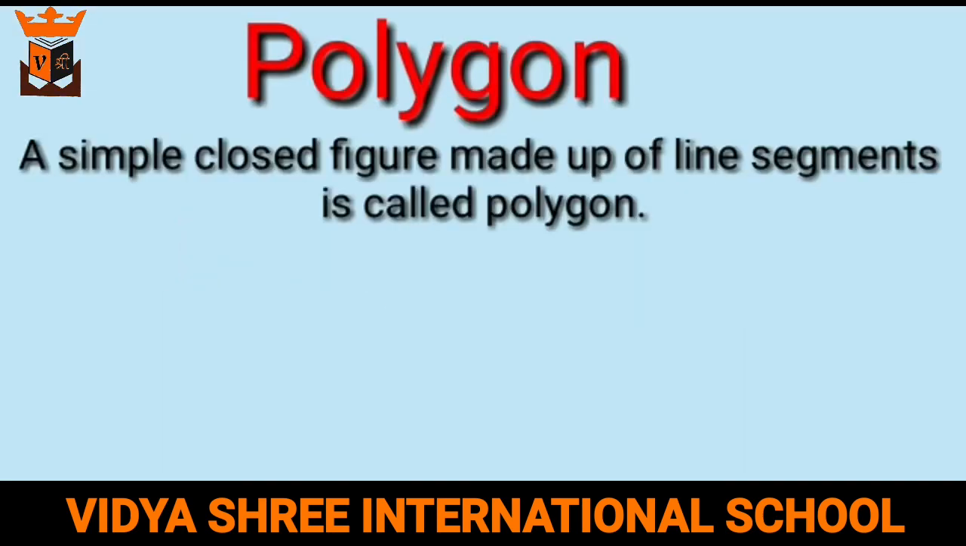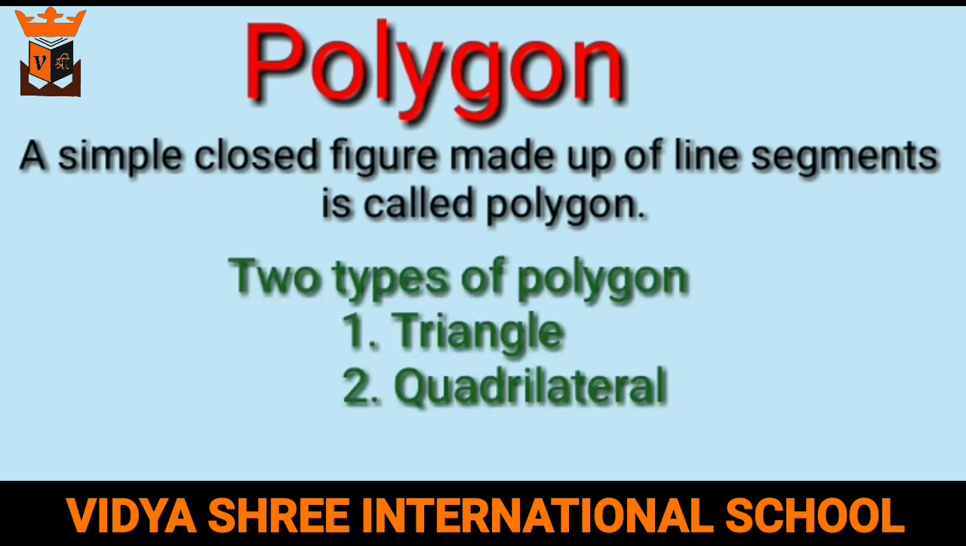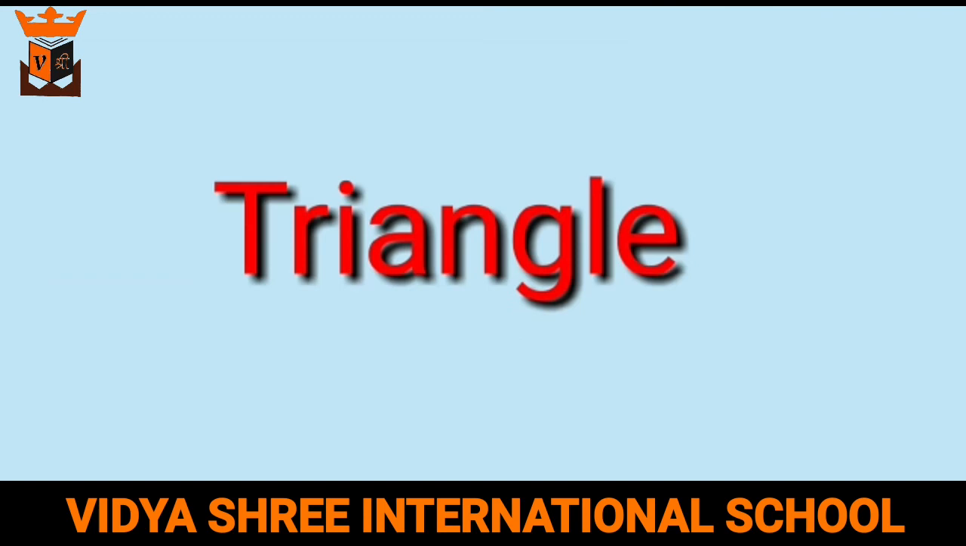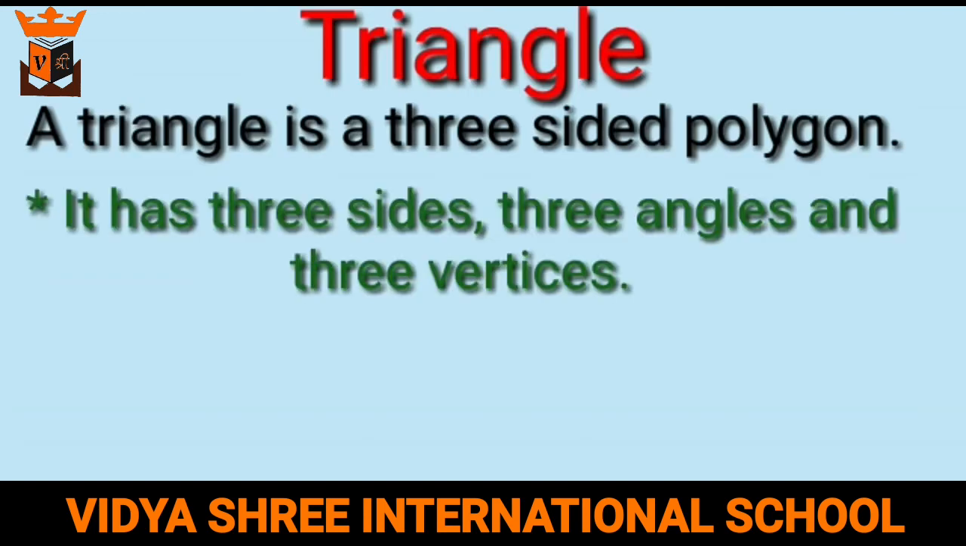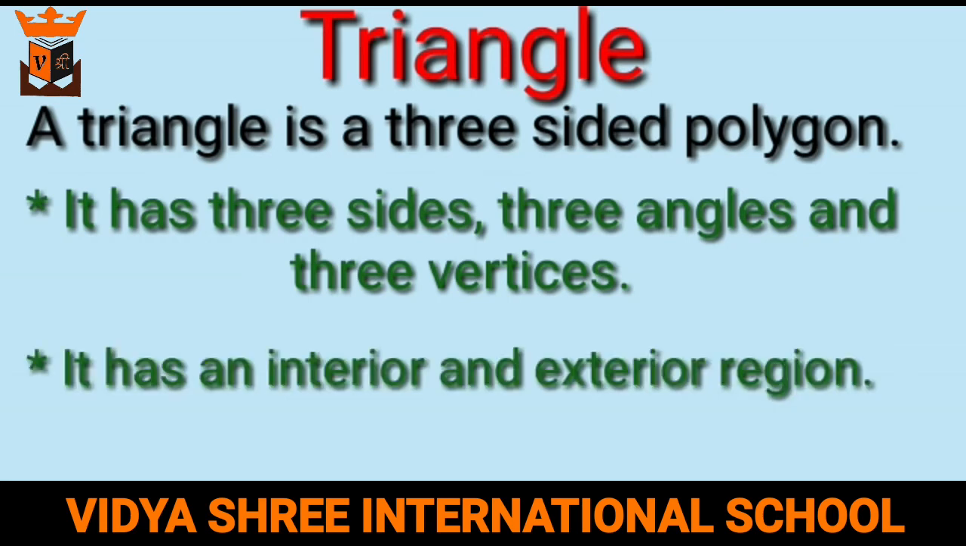Polygon. A simple closed figure made up of line segments is called a polygon. Today we are going to discuss two types of polygon, triangle and quadrilaterals. Triangle. A triangle is a three-sided polygon. It has 3 sides, 3 angles and 3 vertices. It has an interior and exterior region.